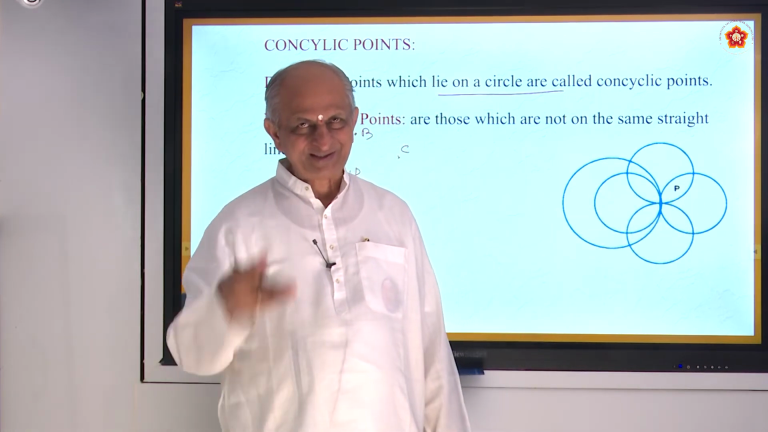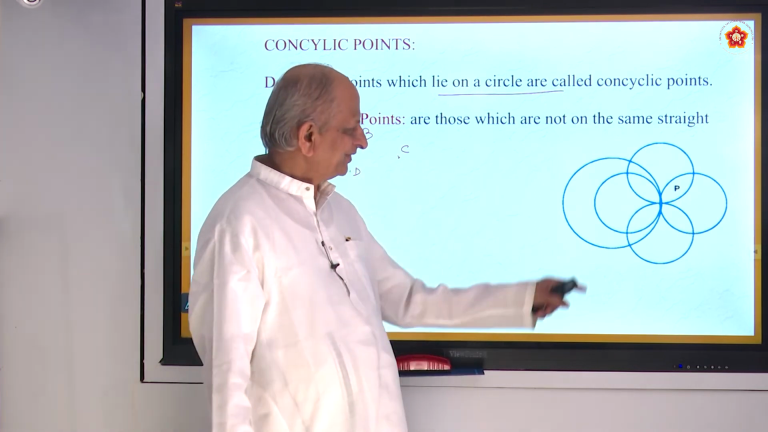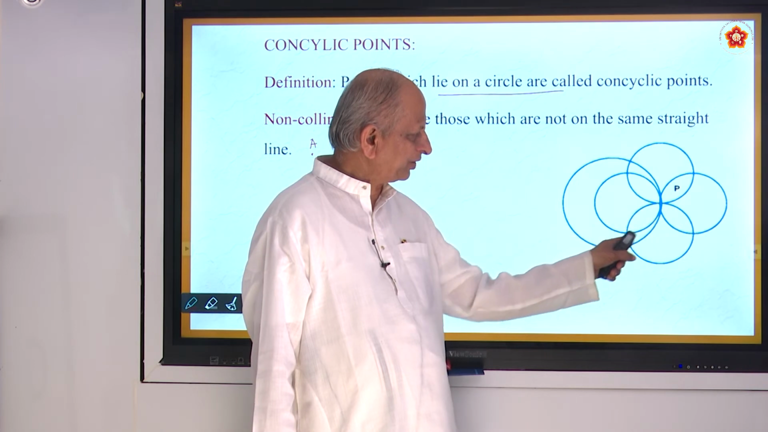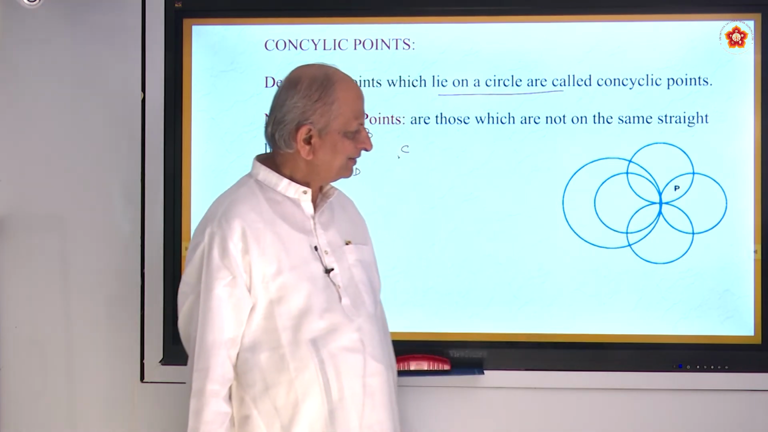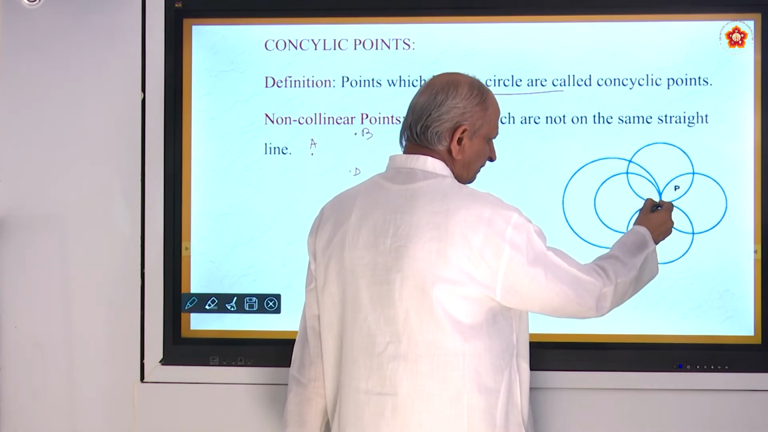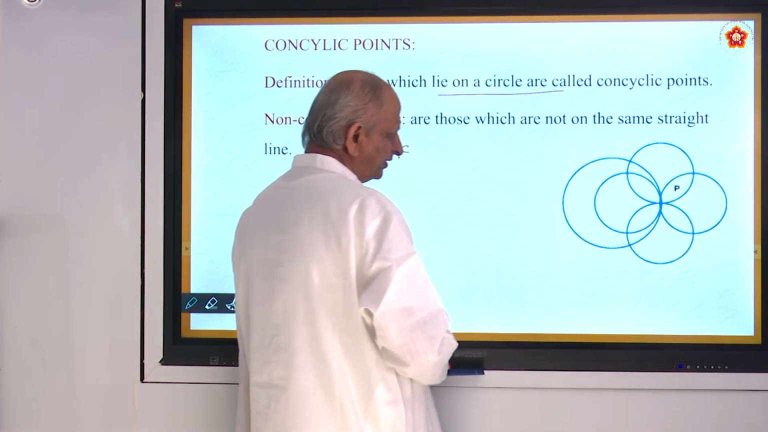Nowadays, ready-made circles also come, right? So here, there is a point called P. So passing through a point, you can draw any number of circles. There will be like tangents here. See, all of them pass through this. Is it not?